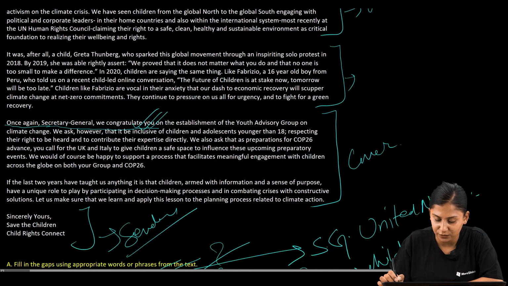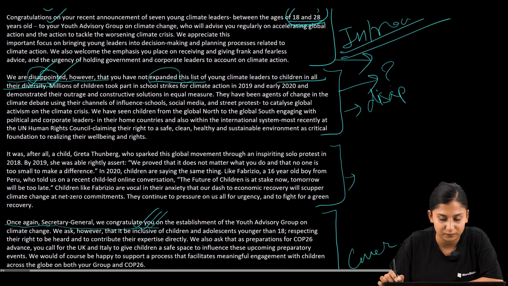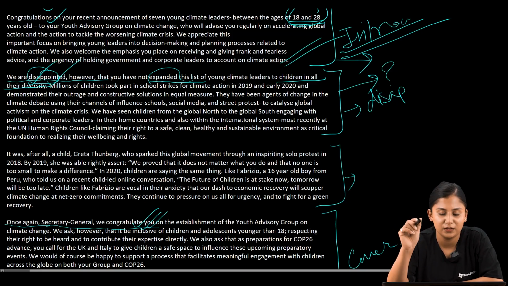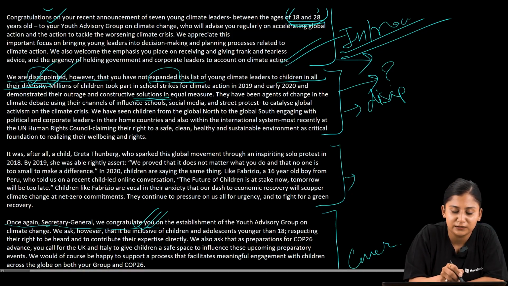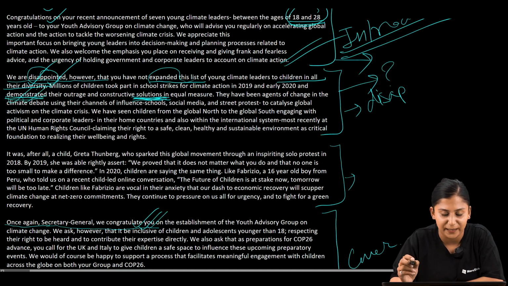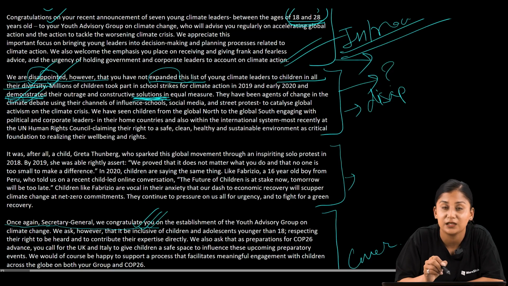Did you find our keywords ways out or the demonstrator in the first paragraph? I don't see any matching keywords here in the first one. Now let us move to the second paragraph. Did you find any? Okay, I found the word solution, which is somehow related to ways out, and I also found something related to demonstrator, that is demonstrated. Now let us read this line. Millions of children took part in school strikes for climate action in 2019 and early 2020 and demonstrated their outrage and constructive solutions in equal measure.